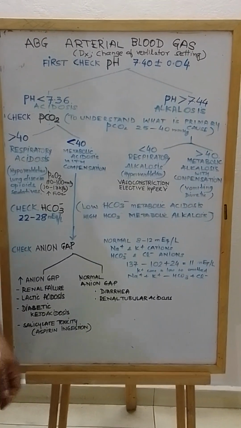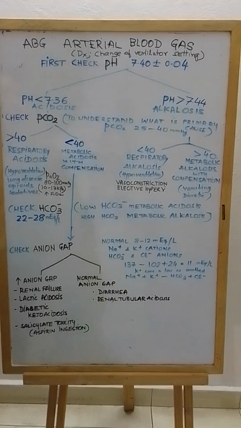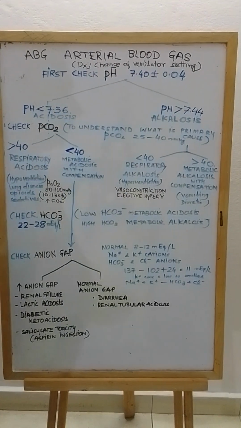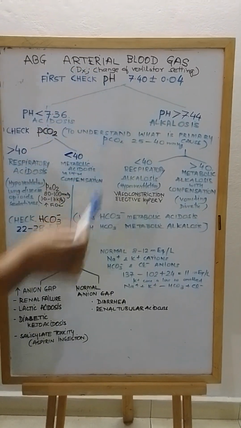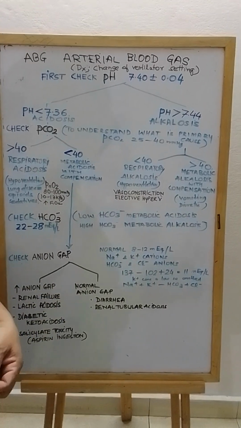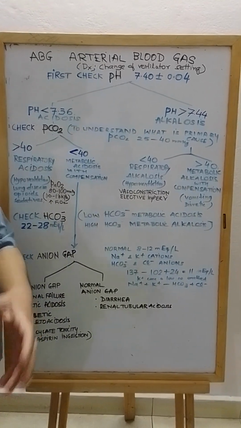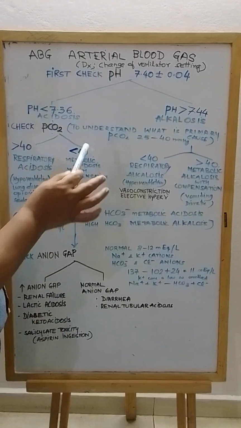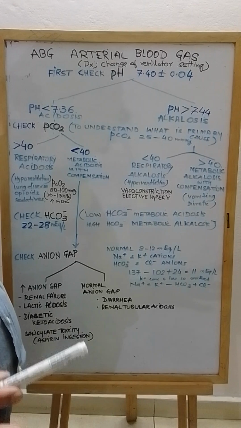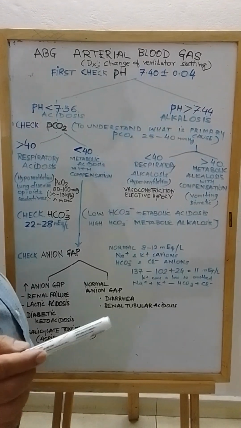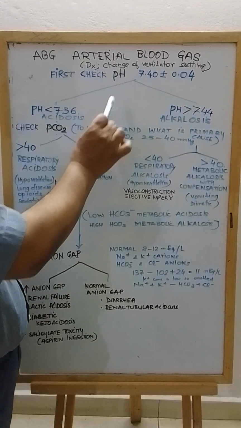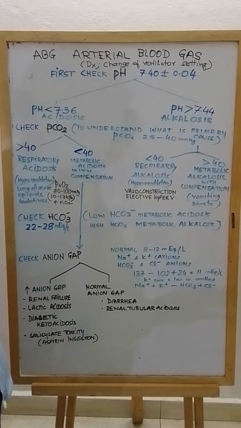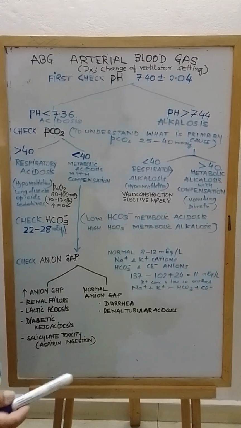I will tell you how to interpret ABG. ABG stands for Arterial Blood Gases. Arterial blood gases, as you know, is an important measure of the ventilation status of the patient, and it is most often used in the ICU, the intensive care unit, for changing the ventilator setting or deciding the need for mechanical ventilation for a patient.